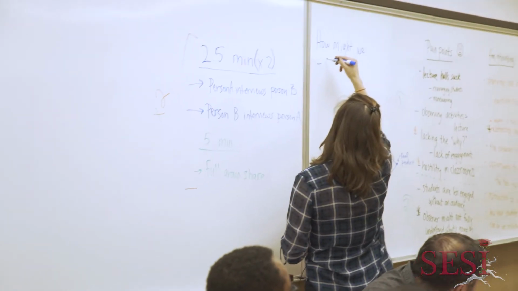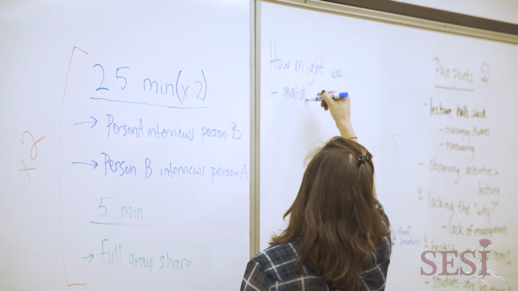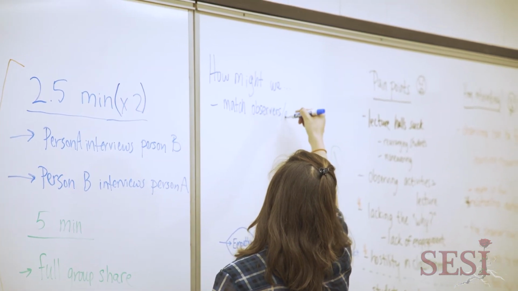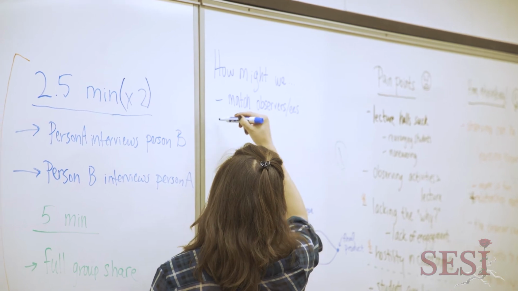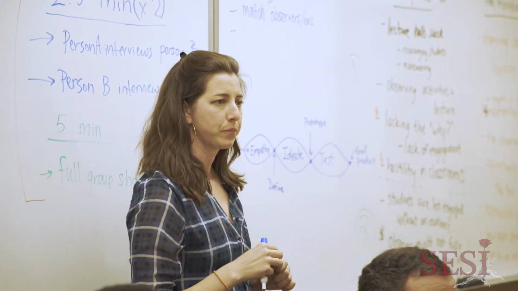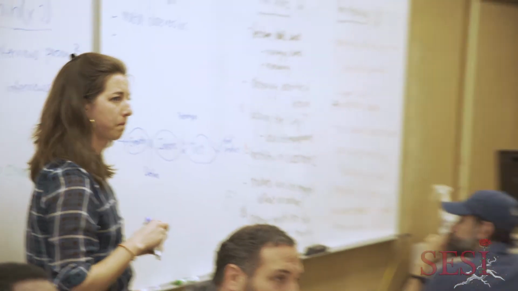Observers with observees. Okay, how might we, okay, sure, match observers and observees. Okay, any other variations on that? Can we say something like how can we improve the quality of the feedback by having the best match between the observer and the observee? I'm just adding to that. Okay. Because I feel like the goal is improving the quality of the feedback they're receiving or we're giving.